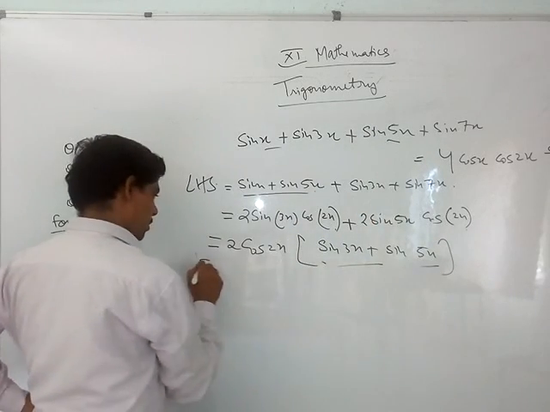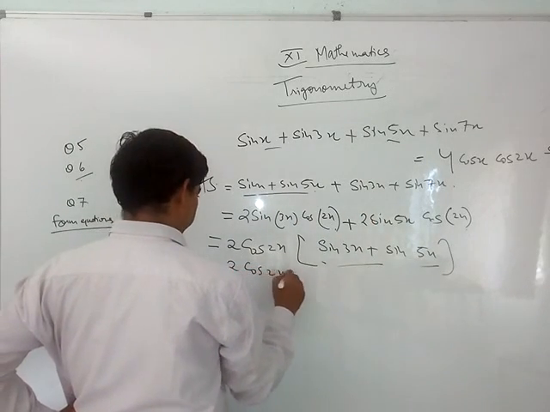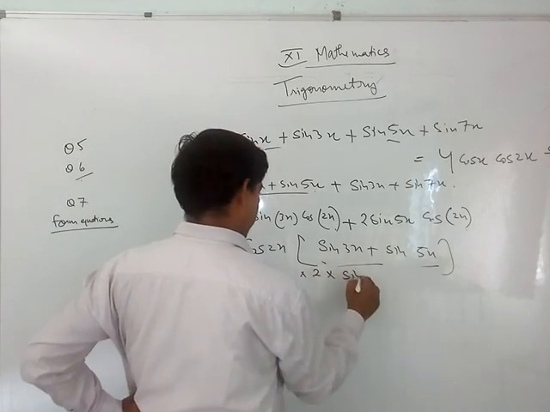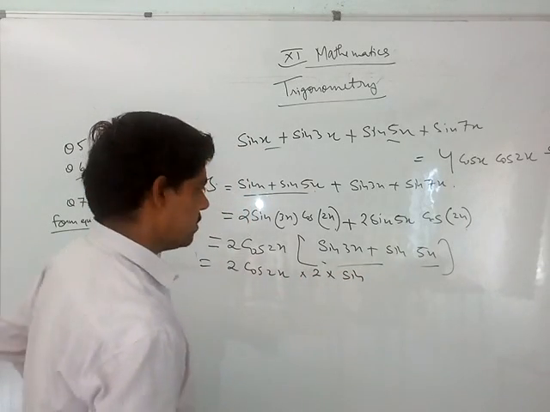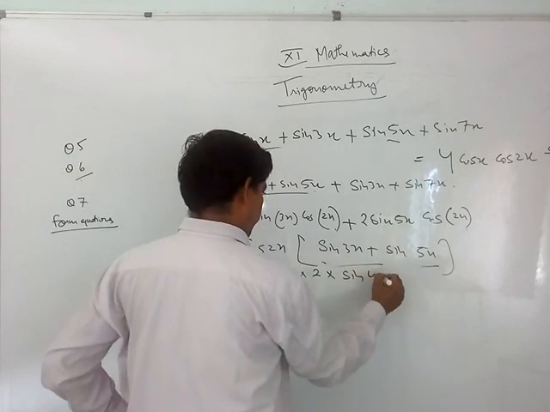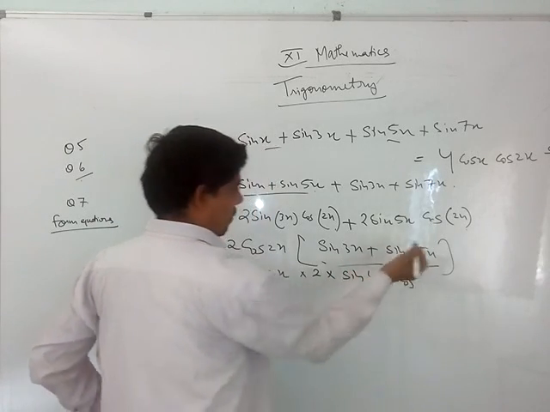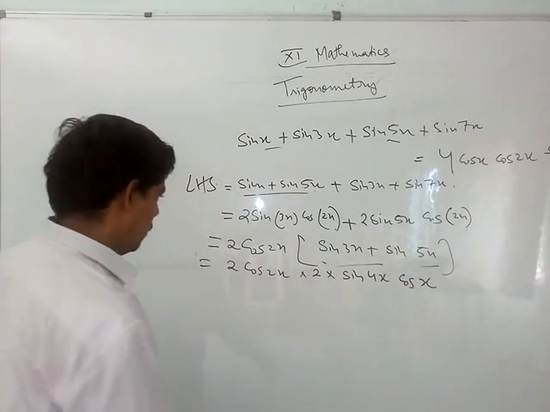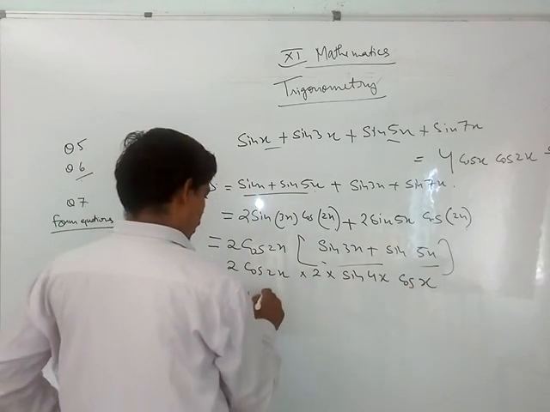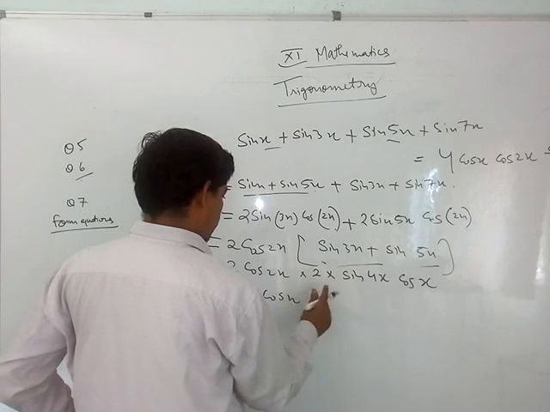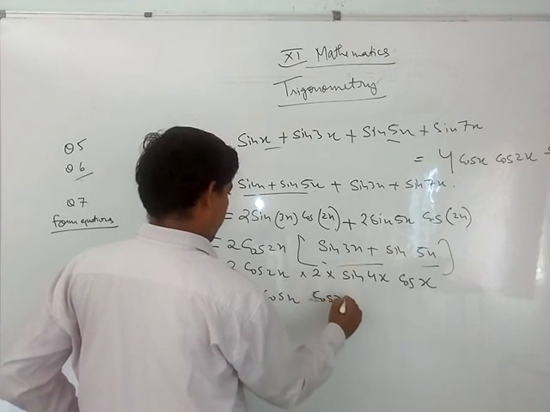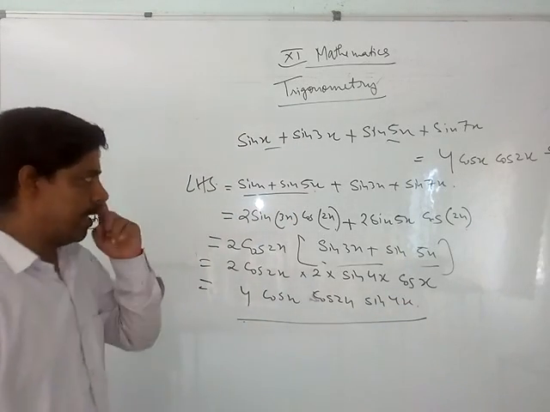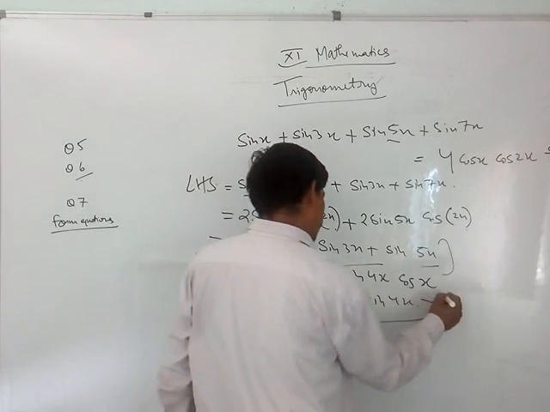Now solve these two. Sin C plus sin D is 2 sin (C plus D)/2: 3x plus 5x is 8x, by 2 is 4x, cos of (3x minus 5x)/2, that is x. So we are getting 4 cos x cos 2x sin 4x. That is proved. LHS is equal to RHS.